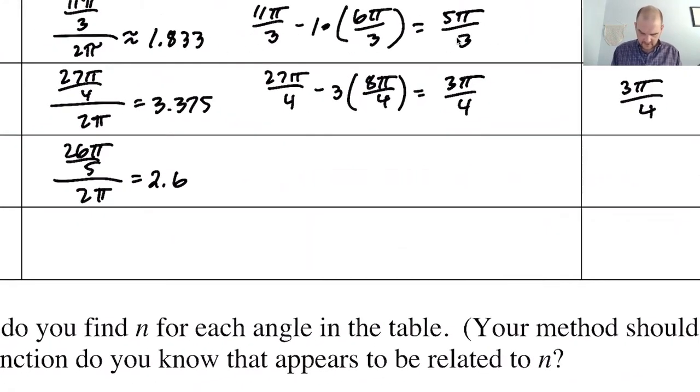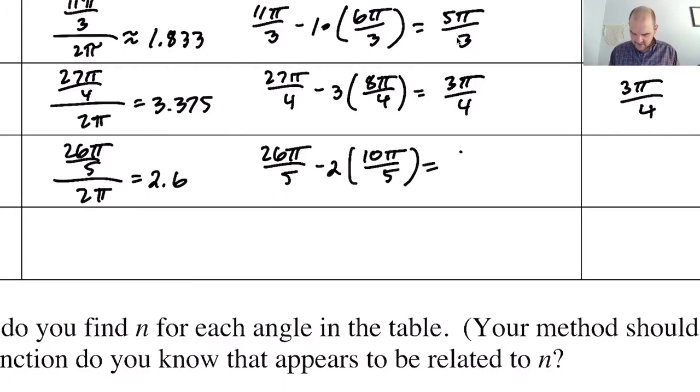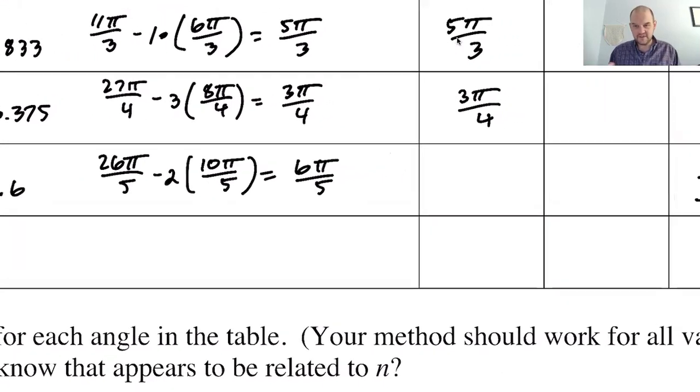All right, let's do 26 pi over 5. Then we're going to subtract 2 times 2 pi, written in fifths is 10 pi over 5. Kind of forgot what I was doing halfway through that. 26 minus 20 is 6 pi over 5, which is a little more than pi, so it makes sense to me that it's in the second quadrant.